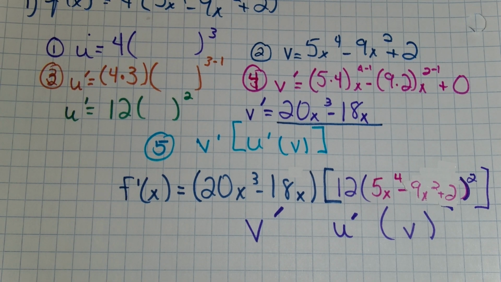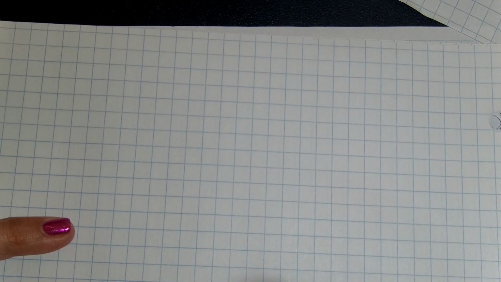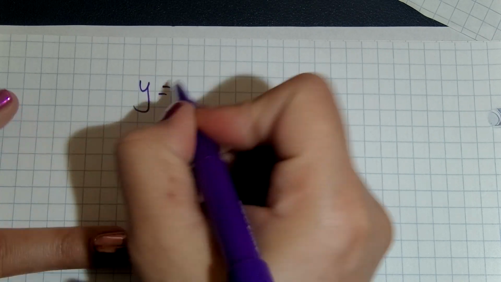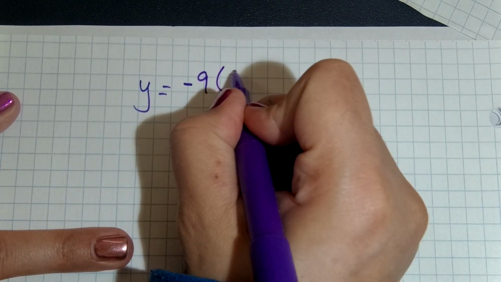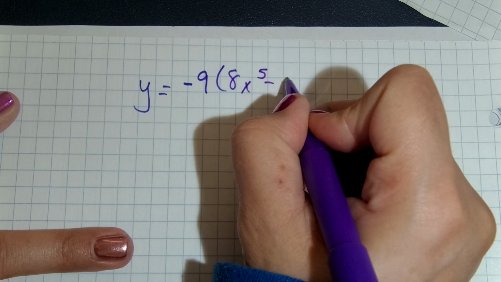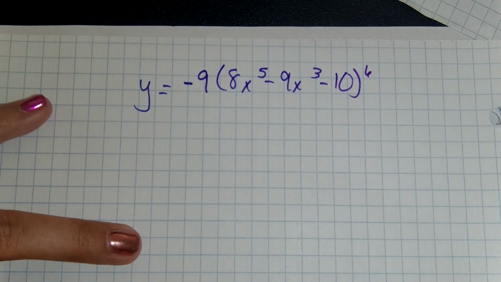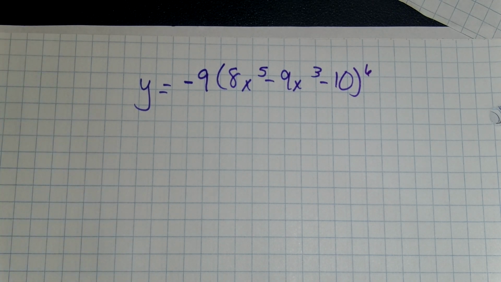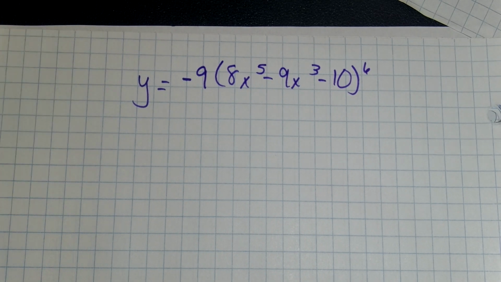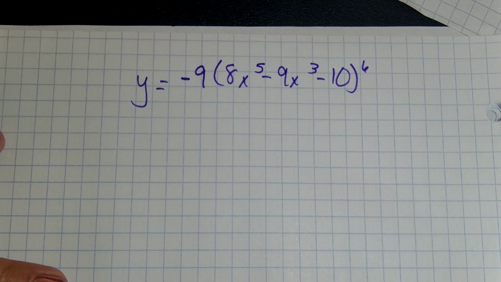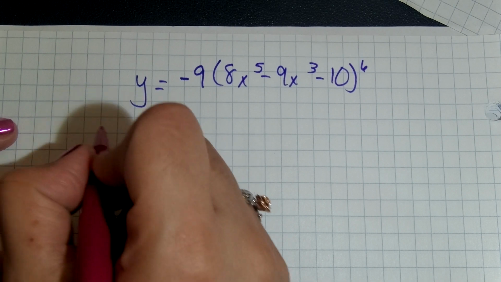Ready? Okay. So let's look at the we do. The we do is y equals -9, 8x to the 5th, minus 9x cubed, minus 10, all to the 6th power. Okay. Ms. Ravello, you want to call on people? All right, Kevin, what's my first step?